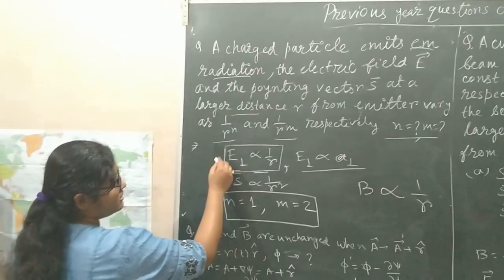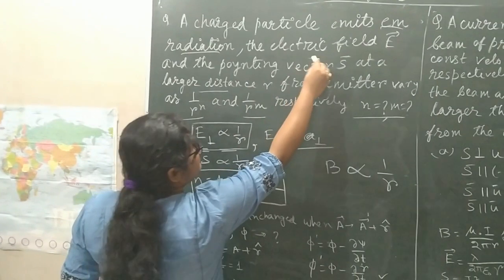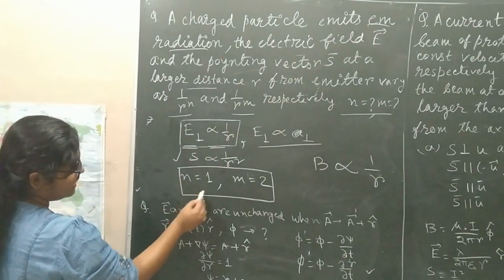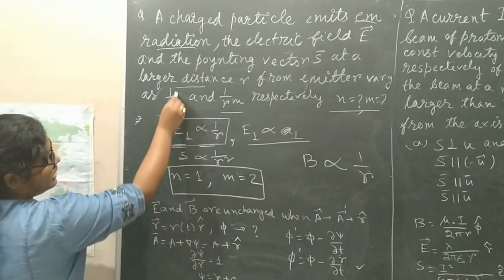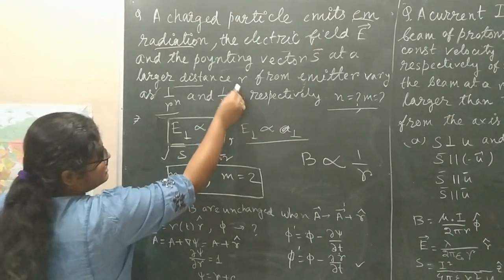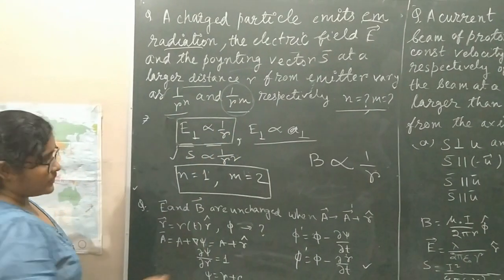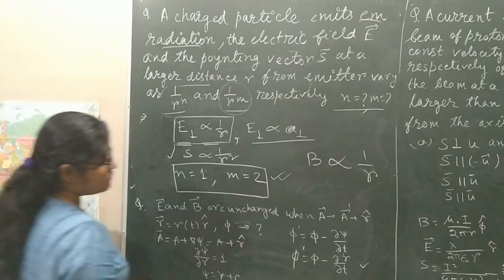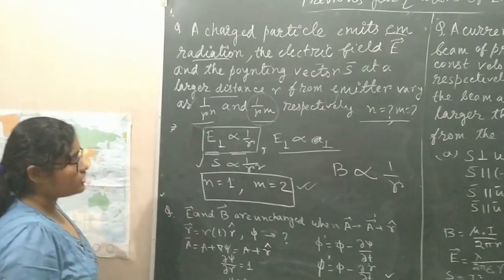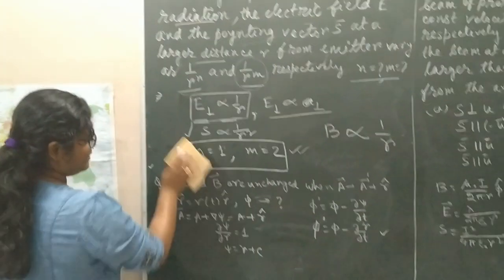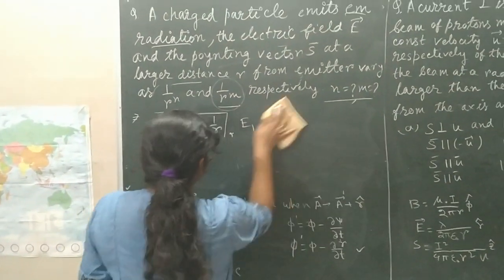Here the question asks about the electric field and the Poynting vector. So here n will be 1, that is 1 by r, and the Poynting vector is 1 by r square. So this is fully consistent with the conservation of electromagnetic wave energy. Now let us proceed to the next question.